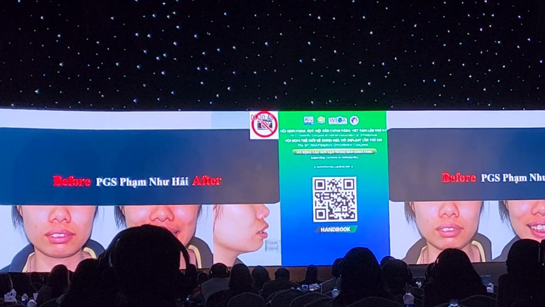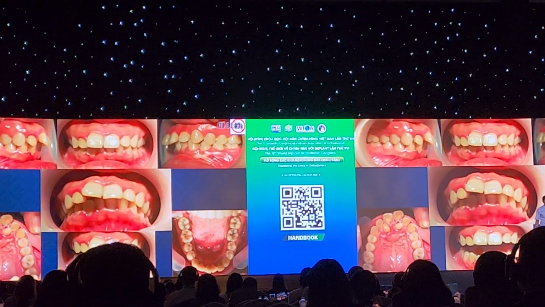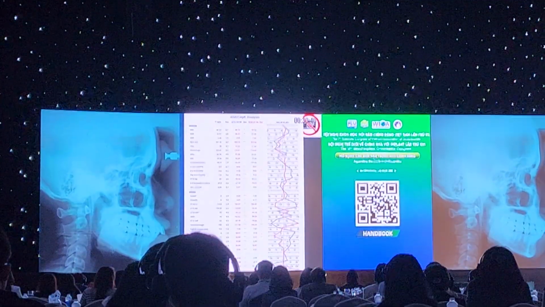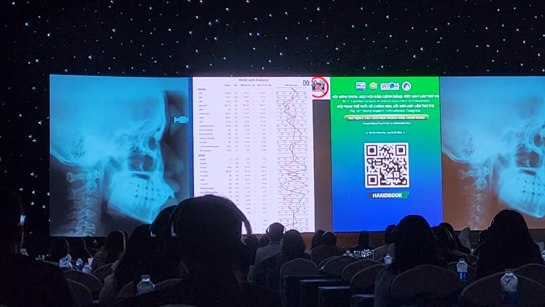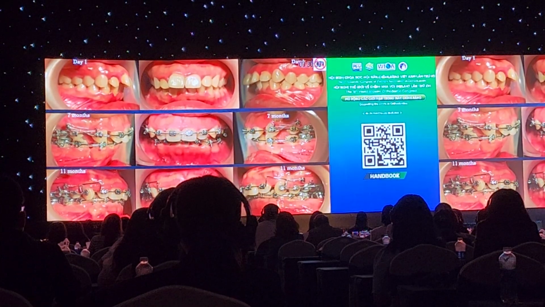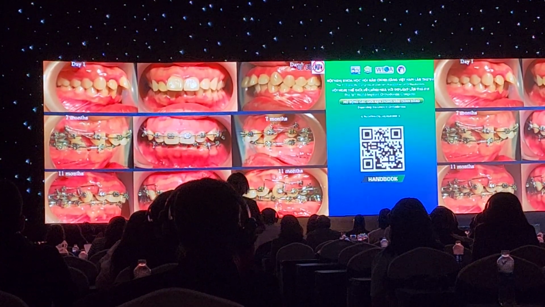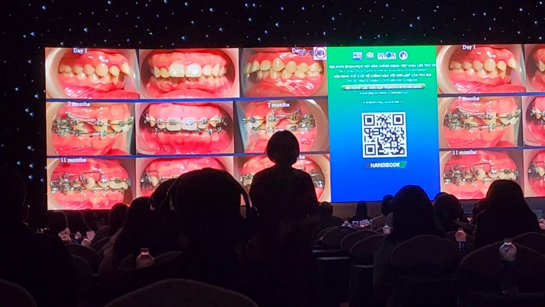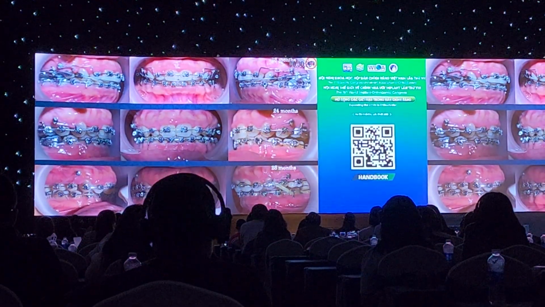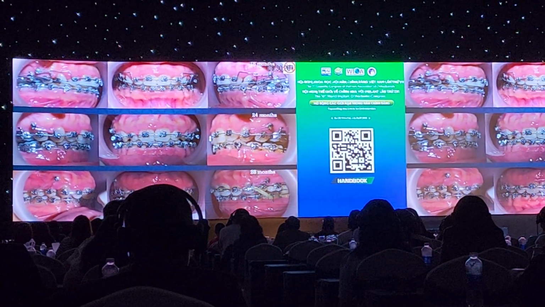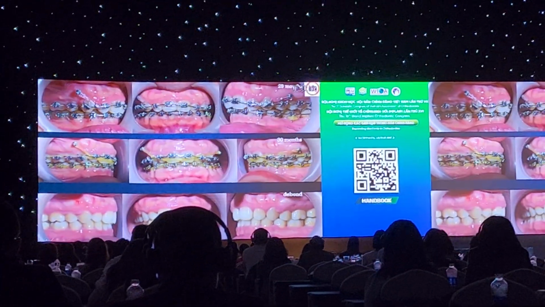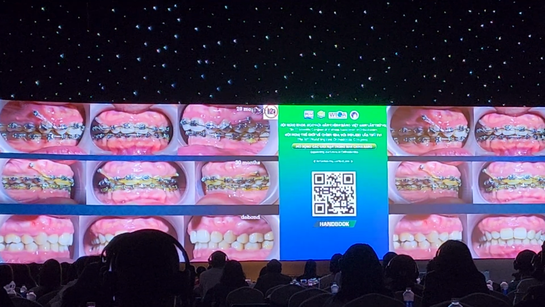This is another case. You see the protrusive case, class 1, low angle, bi-protrusive, class 2 skeletal. I put the mini screw between the second premolar and the molar. After 7 months, after 11 months, I combine with the utility arch, and after 24 months, 28 months, I debond after 2 years and a half.